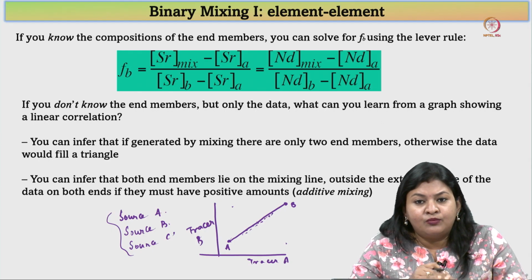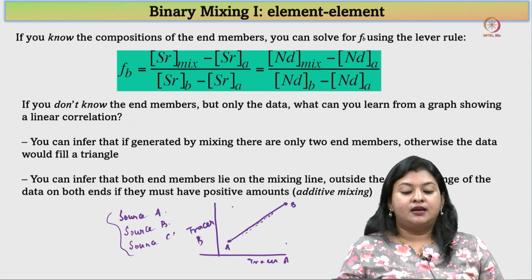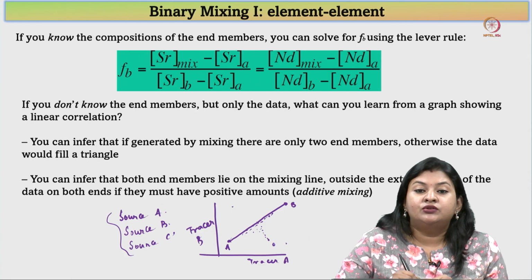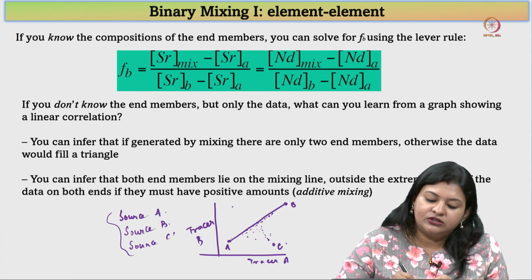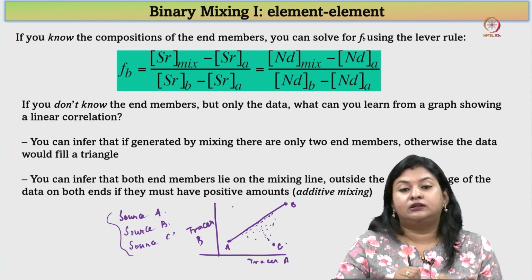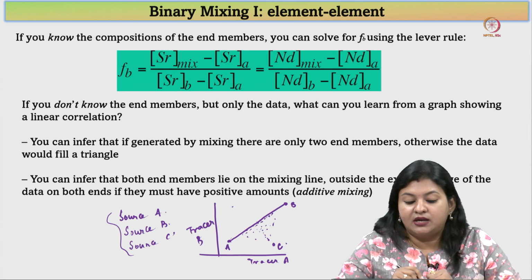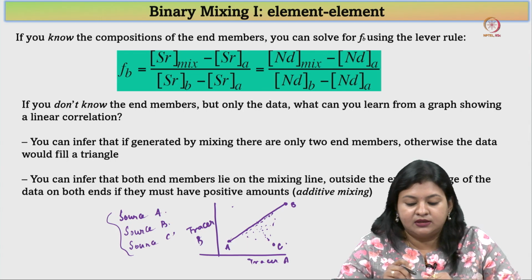But if more sources are coming in, if there are more dominant sources, then how will you know? You will see that the data will form like a triangle. So, you will know that there is maybe another source here, another source C. So, if you find such a triangular distribution as compared to a linear distribution, you will know that there will be 2 end members or 3 end members.